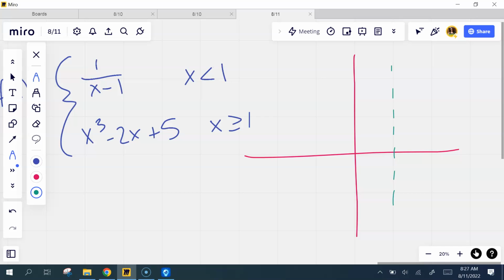And I want less than 1, so I'm going to be on this side over here. So I kind of know what it's going to do. And because I'm finding the limit as I go to 1, I'm not even going to need any points. I can just graph like this because I know what that parent function is. And then on the other side, I have this nasty cubic. If I plug in 1, I get 1 minus 2, which is negative 1 plus 5, which is 4.